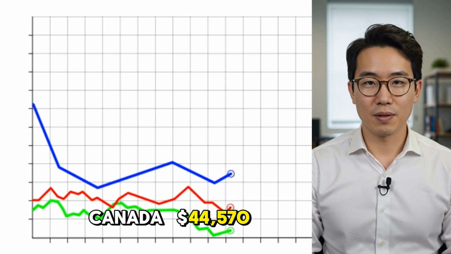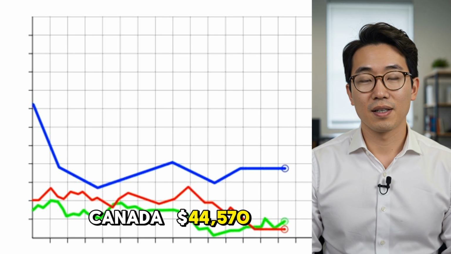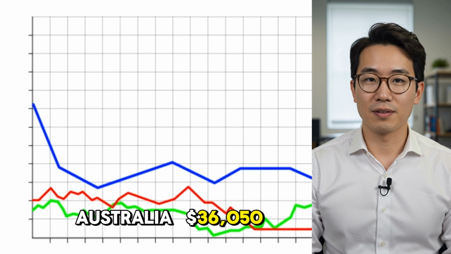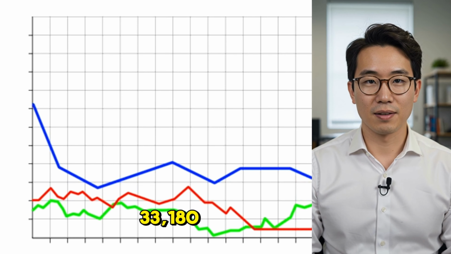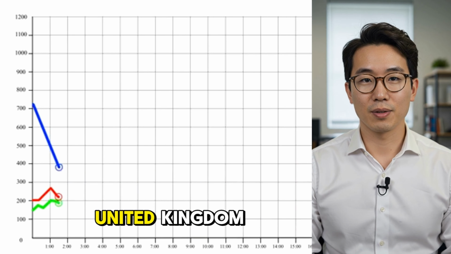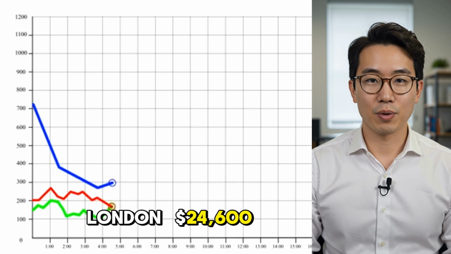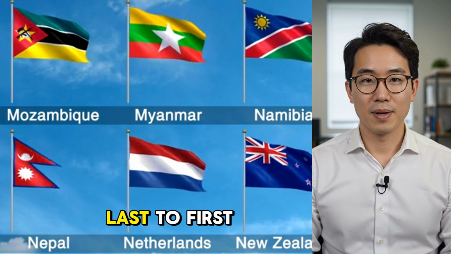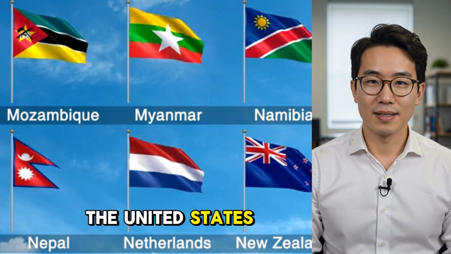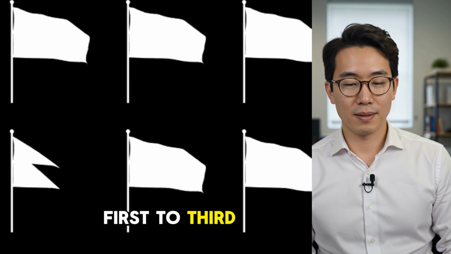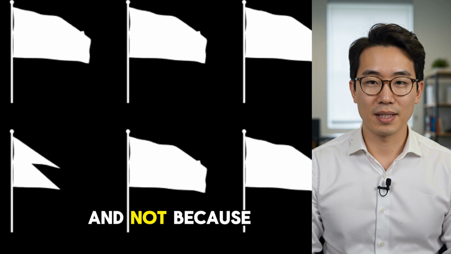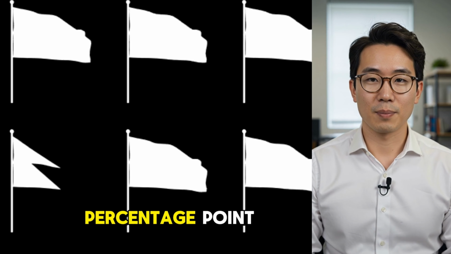Canada, $44,570. Australia, $36,050. United States, $30,180. United Kingdom, London, $24,600. Canada went from last to first. The United States went from a commanding first to third. The entire ranking inverted, and not because anybody's tax rate changed by a single percentage point.